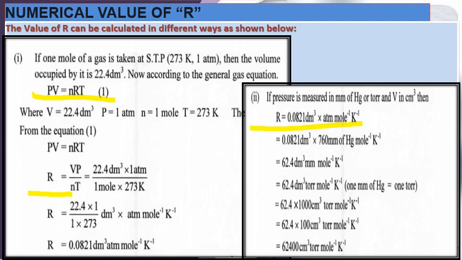Okay, now here the next one is, if we change the volume into the centimeter cube, then what to do? We are changing from the bigger unit to the smaller unit, so you have to make use of the 1000 centimeter cubes. So multiply this value with 1000 centimeter cube. The value you will get is 62400 centimeter cube torr per mole per Kelvin. This is how the value of R changes with the change of the units.